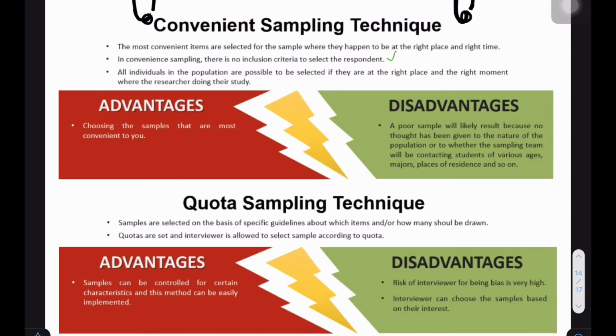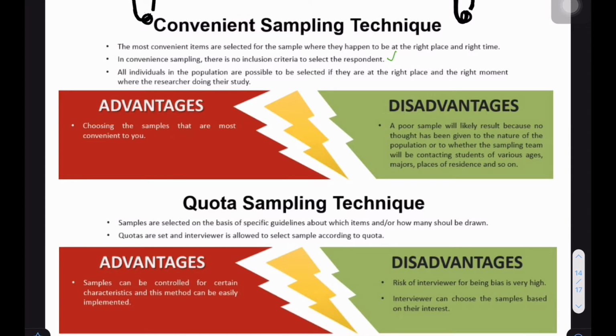All individuals in the population are possible to be selected if they are at the right place and at the right moment where the researcher doing their study. Maksudnya, kalau pada masa kita nak pilih sampel tu, semua member of population ada dekat situ, so dia akan automatic jadi probability sampling technique, because every one of them have an equal chance and probability to be chosen as a sample. Tapi dia kena ada lah pada masa kita nak pilih sampel tu. Kalau dia tak ada, means that it's a non-probability sampling technique. Okay, so dia tak ada any required criteria.